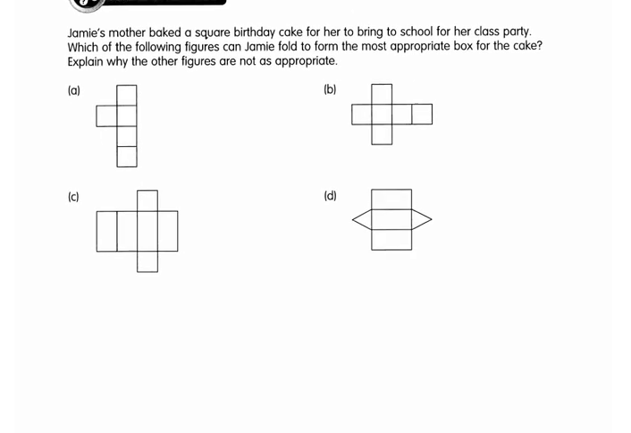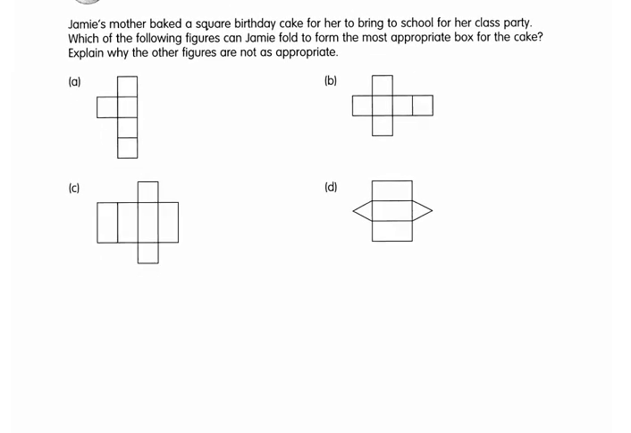Jamie's mother baked a square birthday cake for her to bring to school for a class party. Which of the following figures can Jamie fold to form the most appropriate box for the cake? So it's a square birthday cake, right? That means, in other words, the cake is in the shape of a cube, right? Most probably. So which is the most possible net for the cake? B, do you agree with him? Yes. Okay, so B.